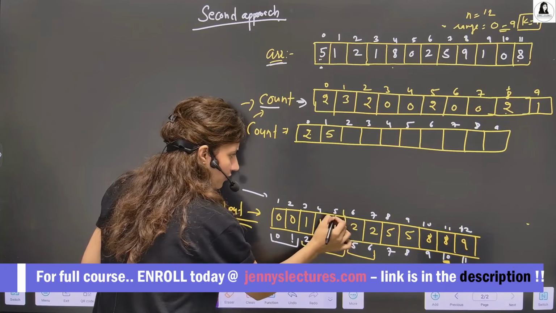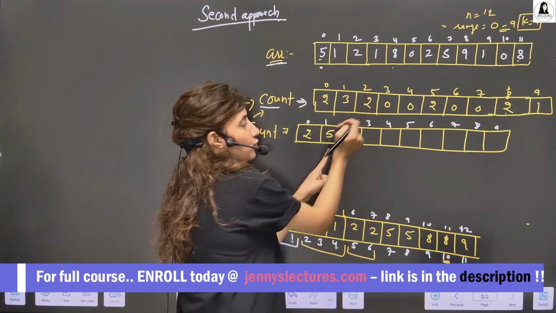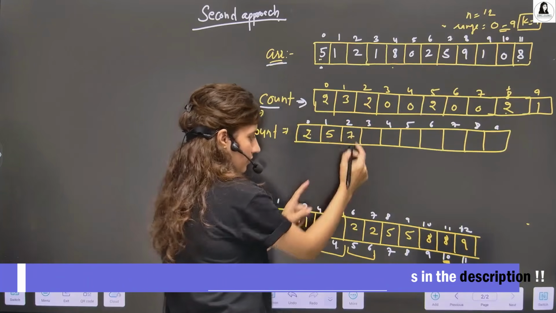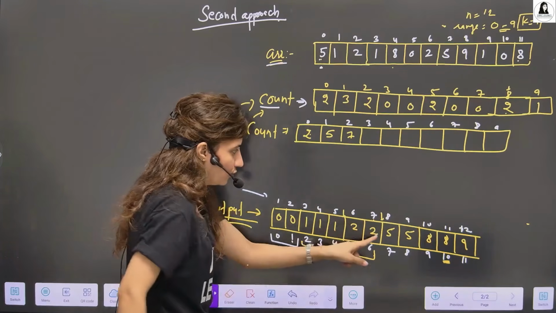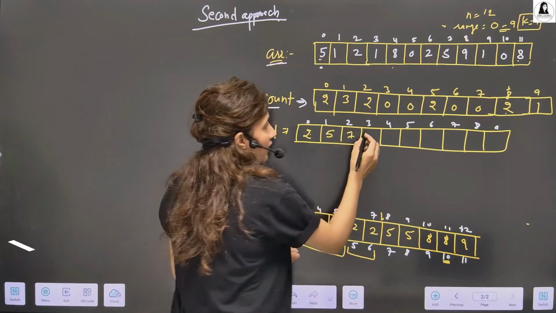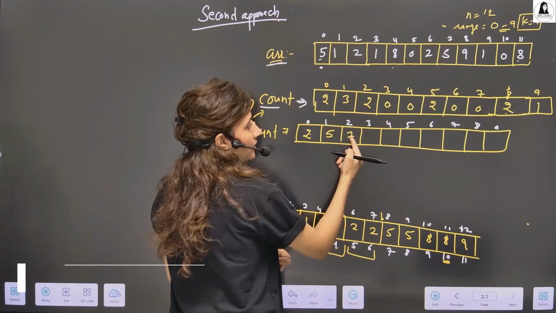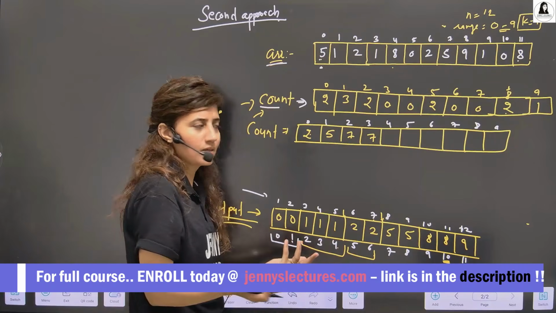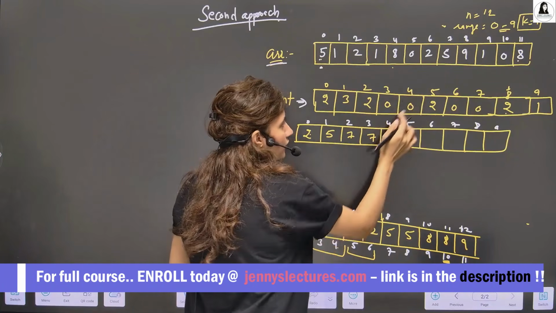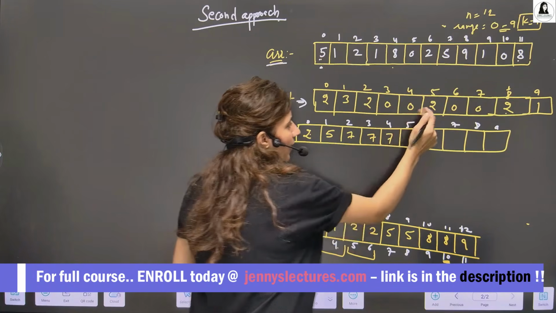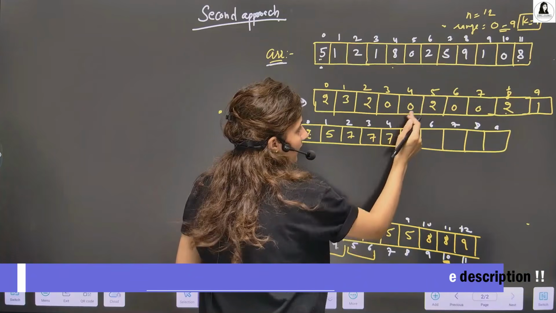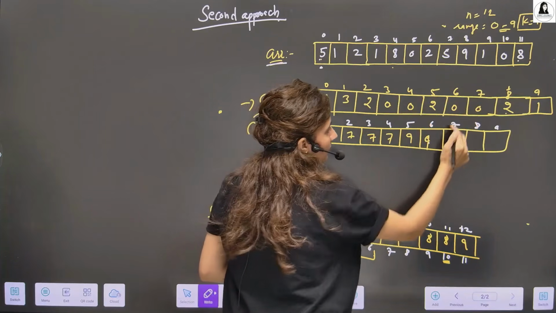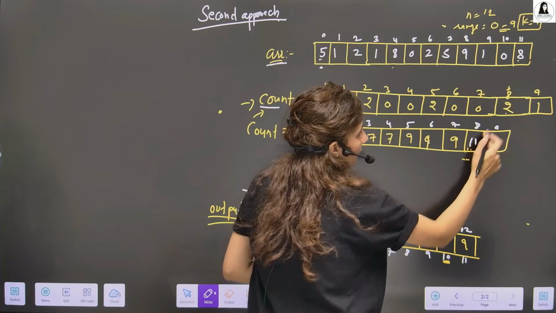And last position is 5. Now 2 is 2 times. Last position of 2 would be 5 plus 2, that is 7. You can check. Last position of 2 is 7. Last position of 3 is 7 plus 0, 7 itself, because 3 is not present. Same, last position of 4, 7 plus 0, 7. So like this you keep adding. Then 7 plus 2, 9. 9 plus 0, 9. 9 plus 0, 9. 9 plus 2, 11. 11 plus 1, 12.